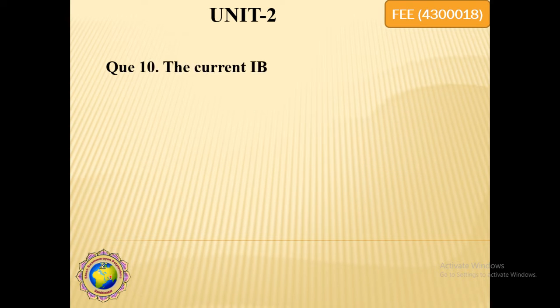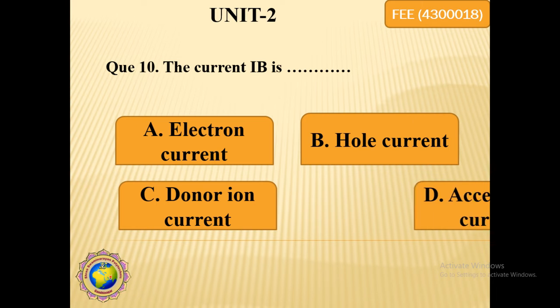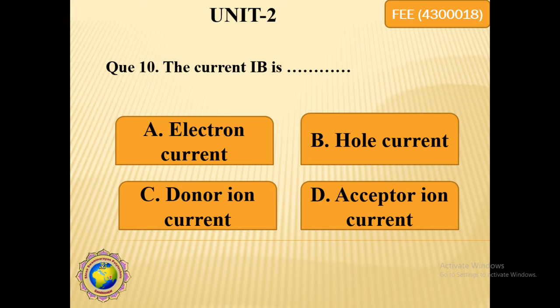Question 10. The current IB is A, electron current; B, hole current; C, donor ion current; and D, acceptor ion current.